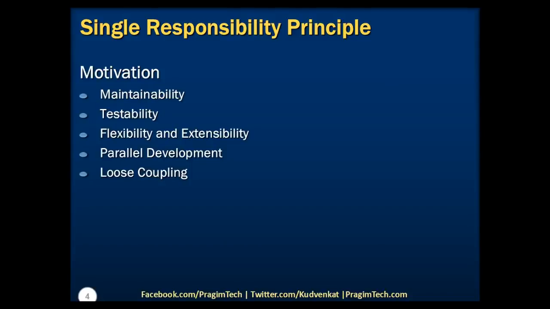Loose coupling makes it easier and safer to make changes in one area of the system, because each part of the system is largely independent of the others.